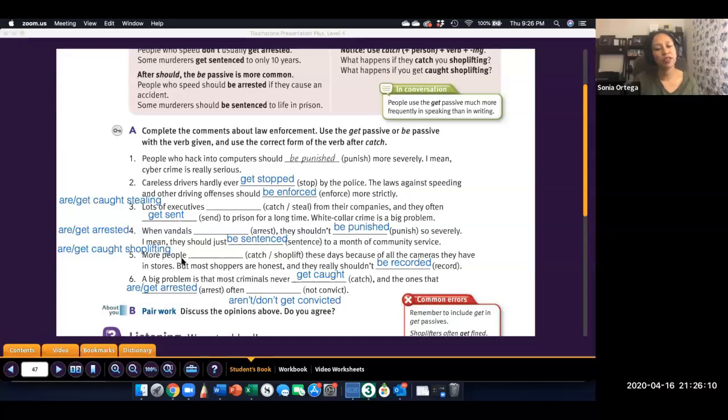Most of these you could choose a form of be, so are, or you could choose get. And just remember the guideline that after should, usually you will use a be passive. So if you have any question on these or the different answers that are possible, please let me know.